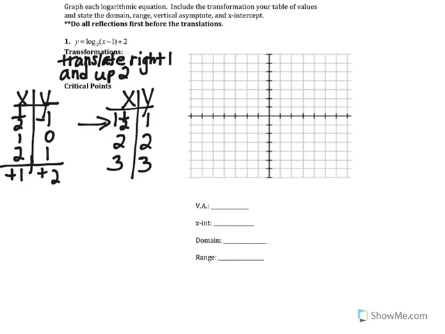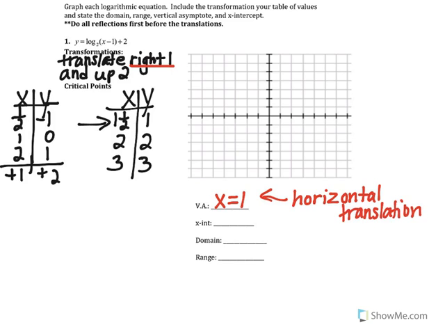Now the difference with the vertical asymptote is going to be the horizontal translation. So we went to the right one. That's going to be your vertical asymptote, x equals 1. So make sure you identify the horizontal translation correctly. That's where you're going to put your asymptote line. So that's going to go right here. Just like before, the vertical asymptote goes on the horizontal translation spot, just like when we did horizontal asymptote, we did the vertical translation.